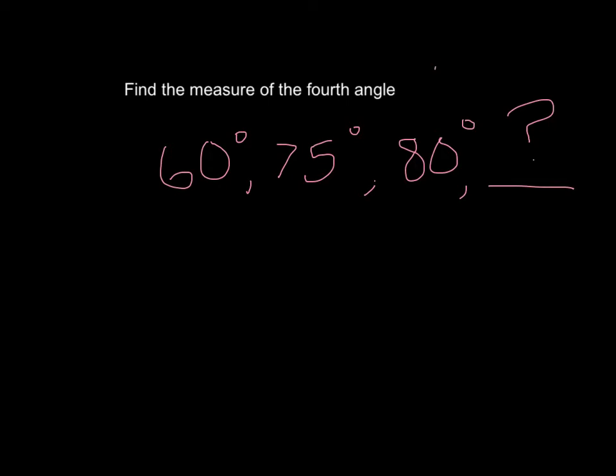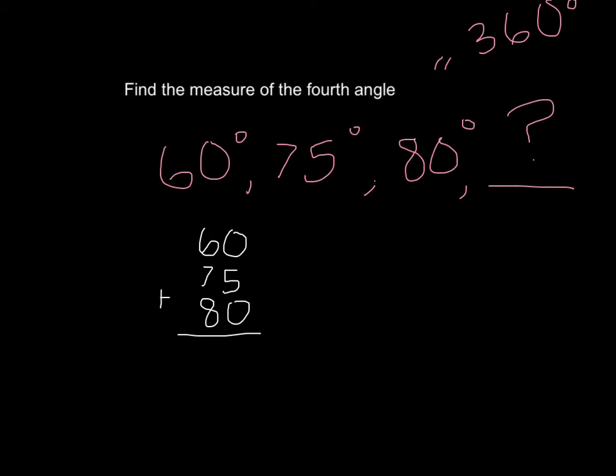Well, I know when we add all of these numbers together, it should equal 360 degrees. So the easiest way that I know how to do this is to first add up the angles that you do know. So I'm going to be adding up 60 plus 75 plus 80. And I'm going to do this on my paper. 0 plus 5 plus 0 is 5. I know that 8 plus 7 is 15 plus 6 is 21. So right now, just adding up these angles, I have 215 degrees that are already accounted for.